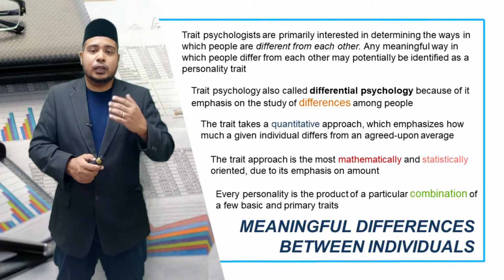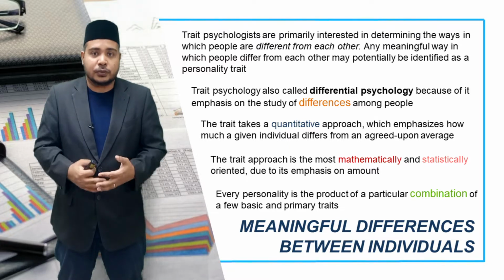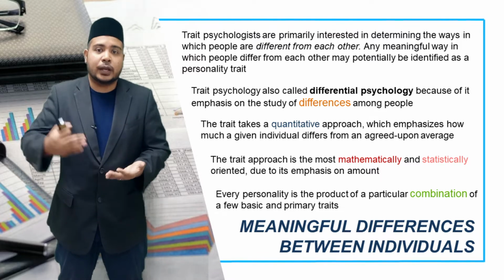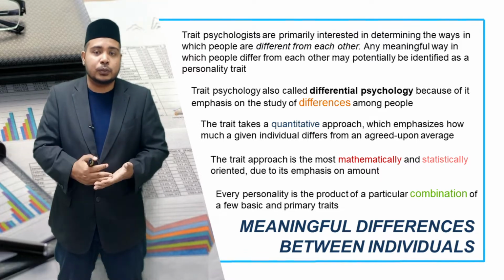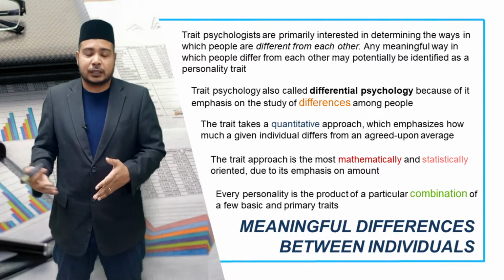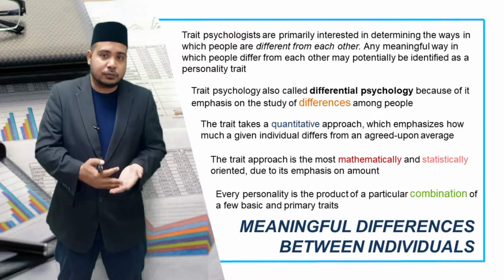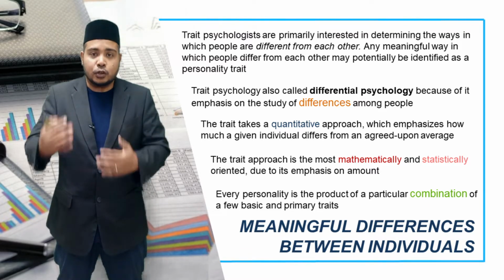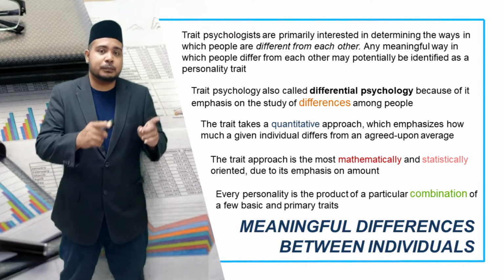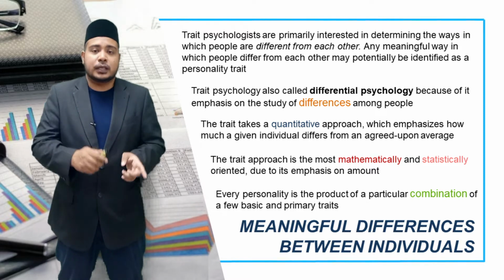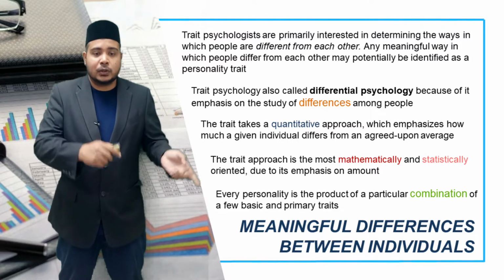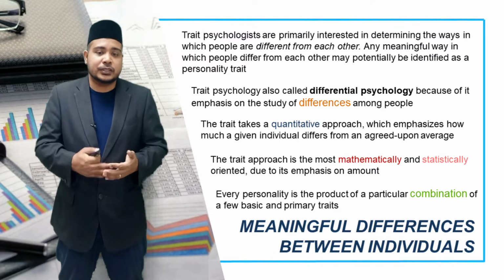If say for example you are someone who is very extrovert, adventurous, okay, if you compare between you and your friends, between you and your siblings, between you and everyone else, you have the highest adventurousness, you are the most extrovert. So extroversion or adventurousness becomes your personality trait. Why? Because the focus of the personality trait perspective is to look at individual differences.